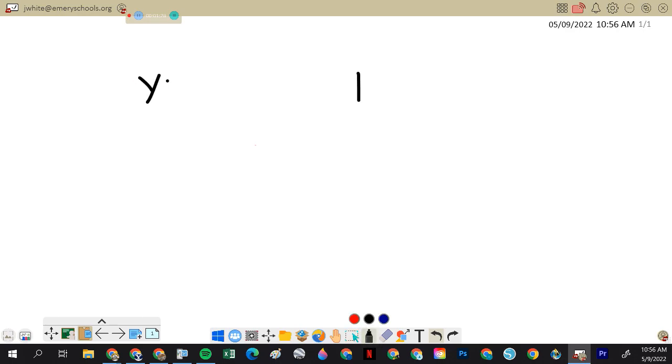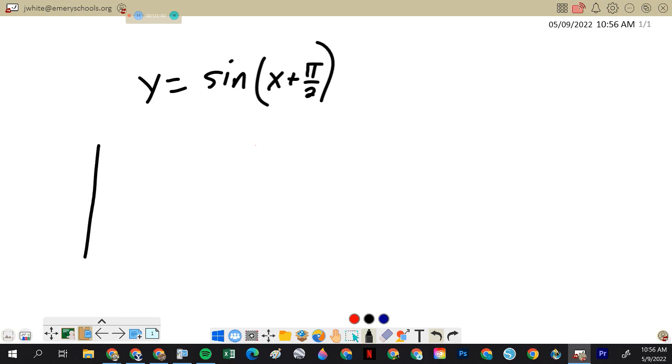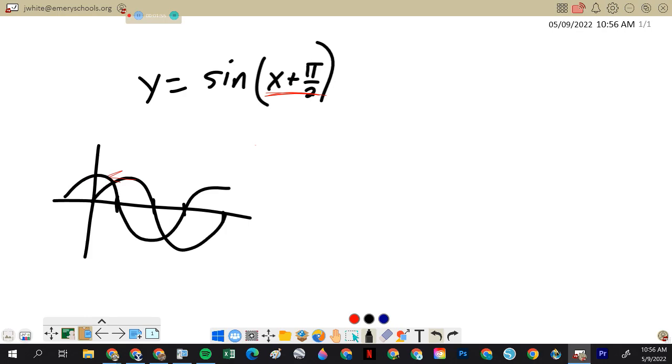y equals the sine of x plus pi over 2? What is that going to do? Left pi over 2. So the normal sine graph looks like this. But everything that happens inside is backwards. So instead of moving right pi over 2, we're going to move this way pi over 2. And then we get this graph, which happens to be the cosine graph. Okay.